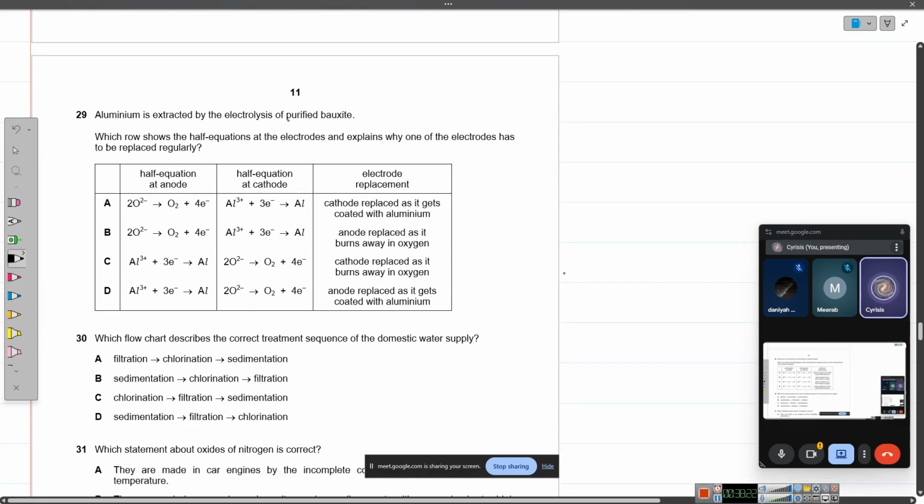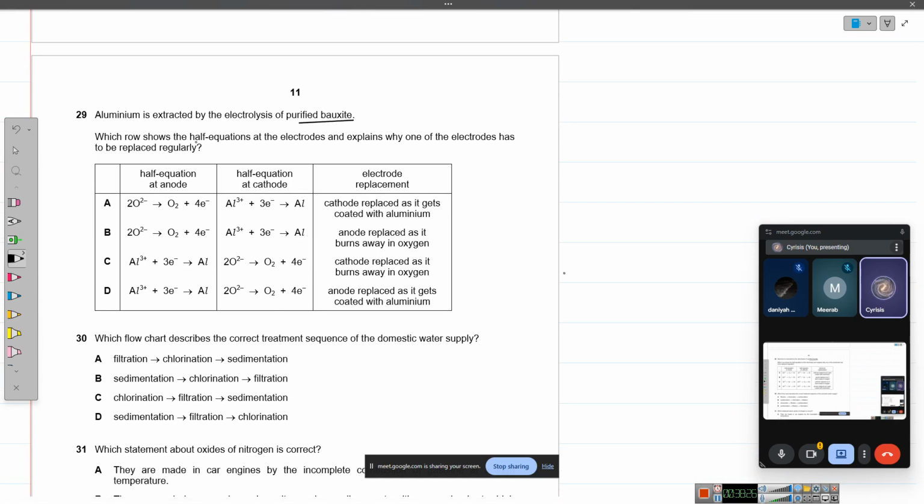Aluminum is extracted by electrolysis of purified bauxite, right? Purified bauxite, which shows the half equations at the electrodes and explain why one of the electrodes has been replaced regularly, right? Now, keep in mind, I'm not going to start with this one. They gave me an idea to look for to narrow my options down, right? Cathode replaced as it gets coated with aluminum, no and no. So I'm only left with option B and C, right? Why? Because it reacts with oxygen, right?